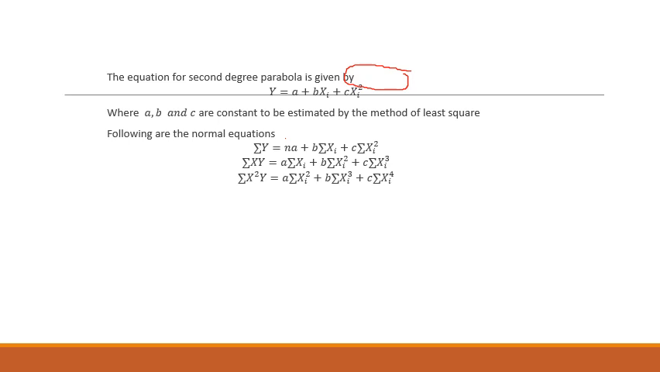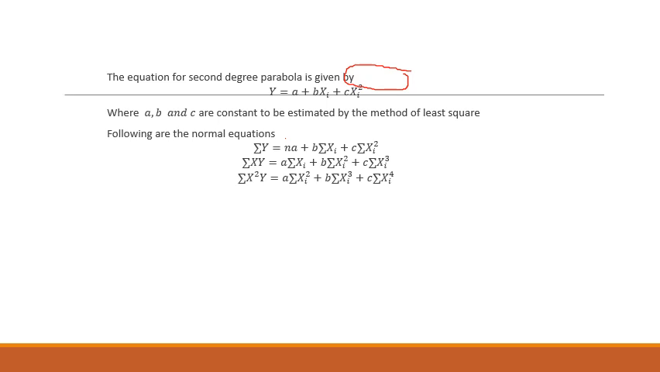Here, A, B, and C are constants, but unfortunately there are no formulas to estimate A, B, and C. So we have to use the normal equations of this equation. There are 3 parameters, so we have to use 3 normal equations like this.